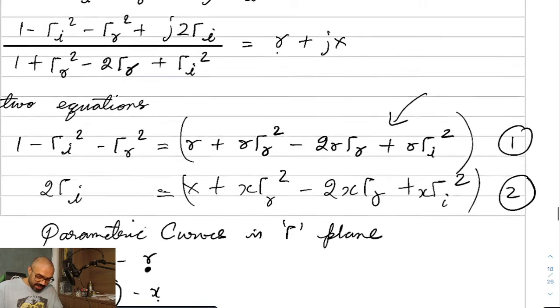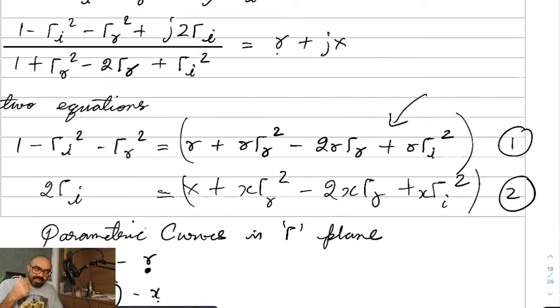In the first equation, I will have terms involving gamma i, gamma r, and little r. In the second equation, I'll have terms involving gamma i, gamma r, and small x. How do we interpret this?